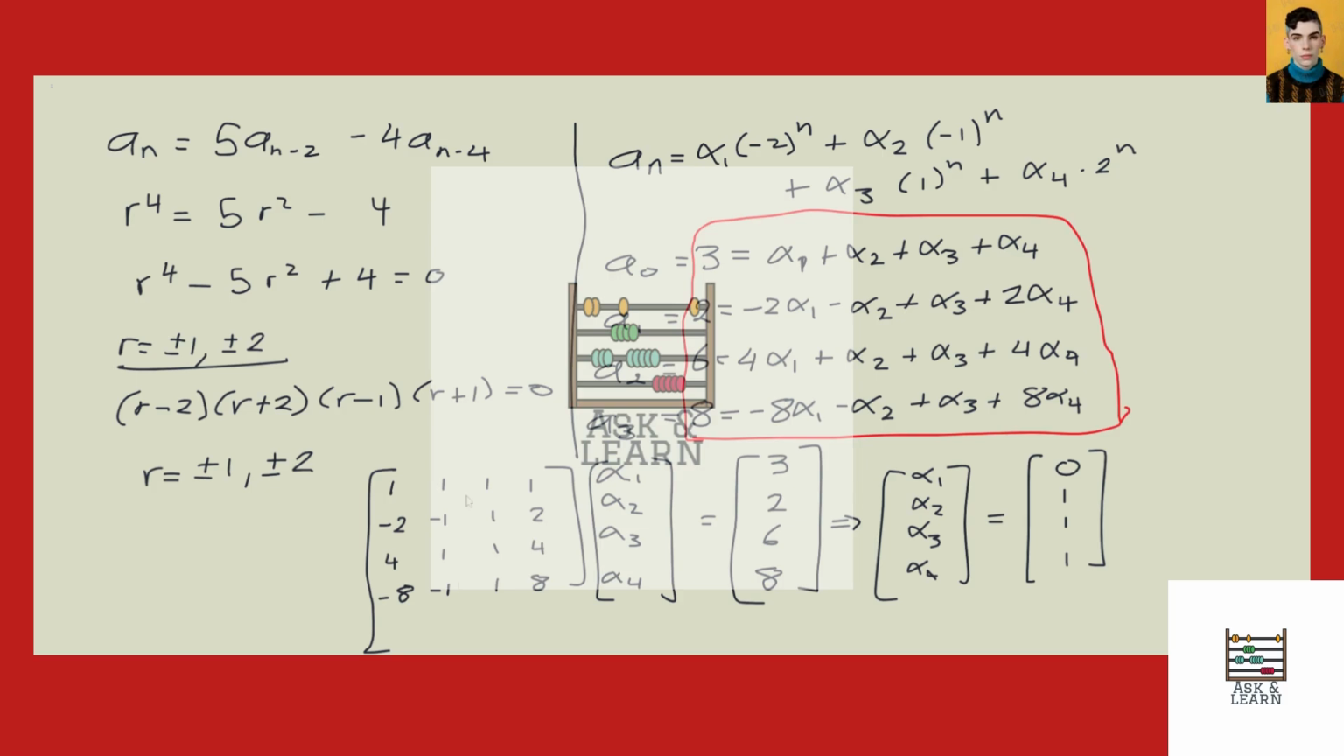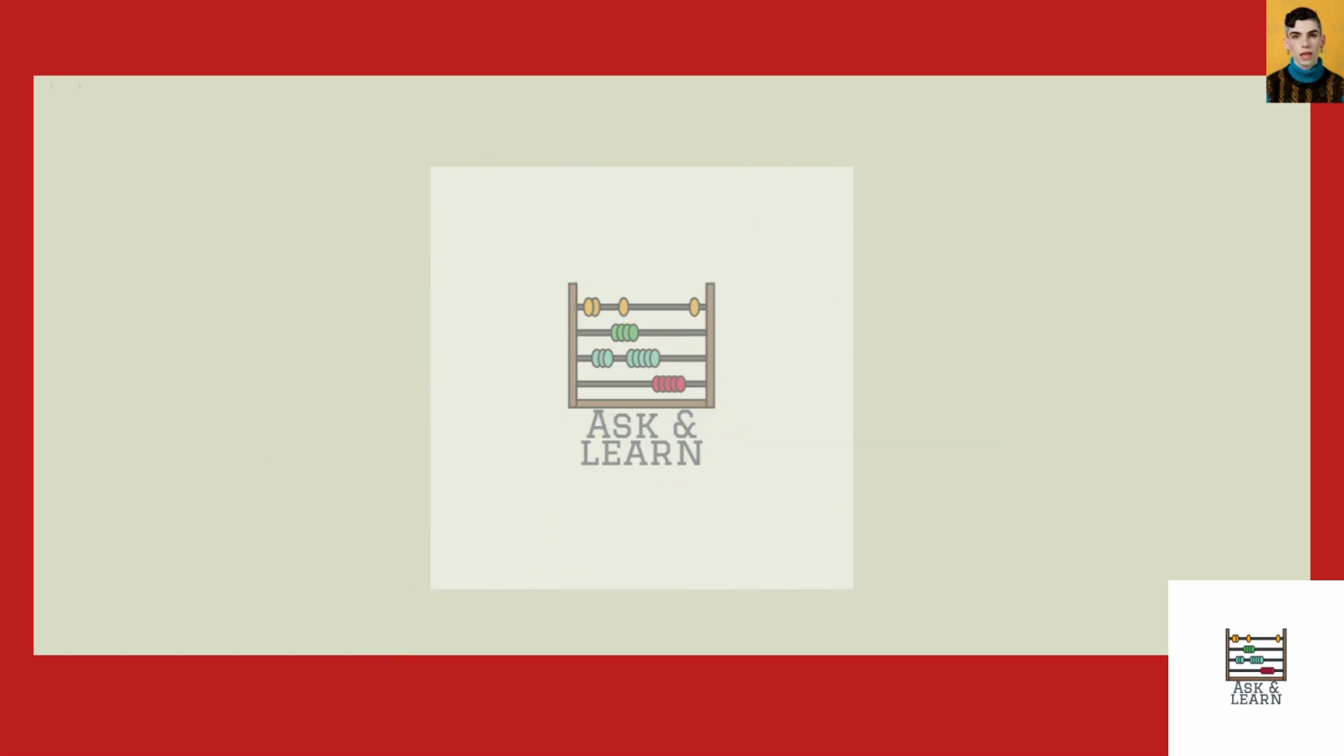To find this inverse, I just used an online calculator. I used Python specifically, and then you just multiply this, and you get this vector right here. So you know that alpha 1 is 0, alpha 2 is 1, alpha 3 is 1, alpha 4 is 1. So then your solution is a_n equals minus 1 to the n plus 1 to the n plus 2 to the n. Now 1 to the n is just going to be 1, so it's just plus 1 plus 2 to the n.